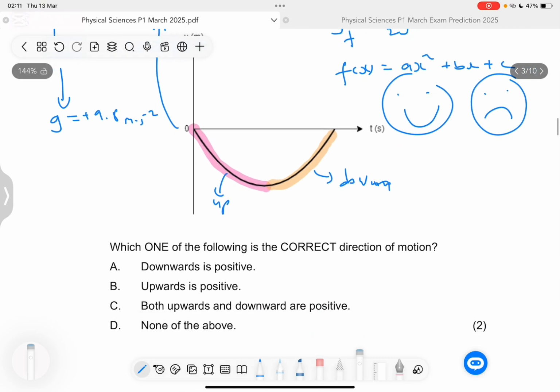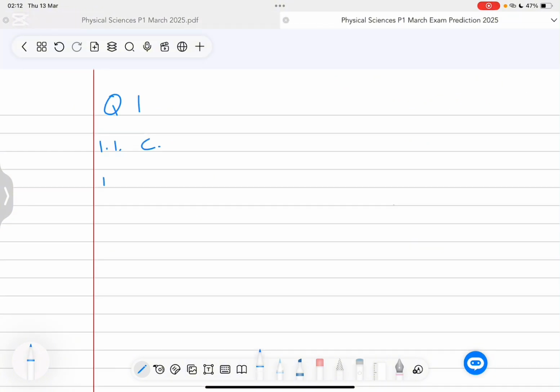Now when we look at our options, we can clearly see that A is the correct one because it says downward is positive. And in this case, I don't even need to look at the other ones because my answer is straightforward. So for 1.2, our answer is A.